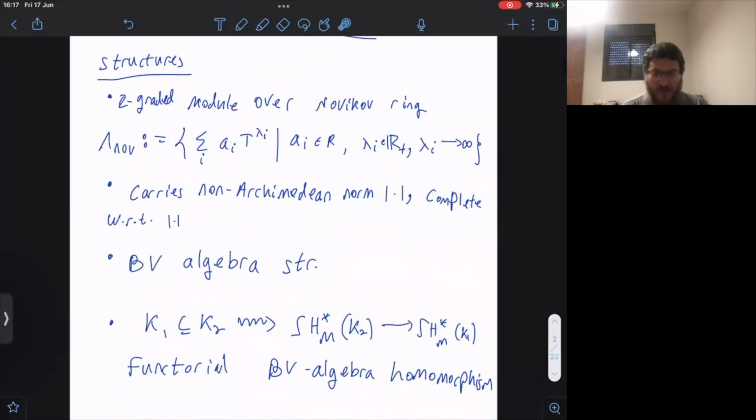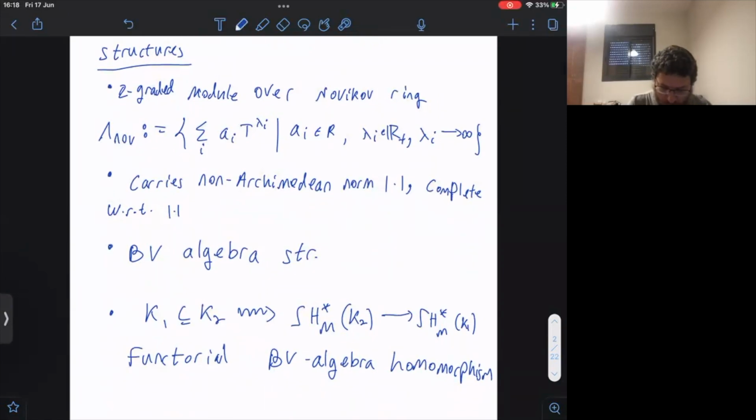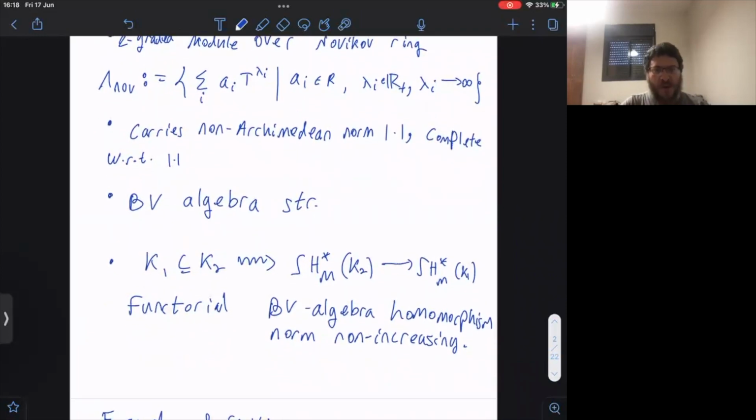And then maybe the most important thing is, if you have a pair of nested inclusions, K1 inside K2, then you get a restriction map which goes in the opposite direction. It's functorial when you have more nested inclusions, and it preserves all the structures. And I should also say it's norm non-increasing. Okay, these are the structures.